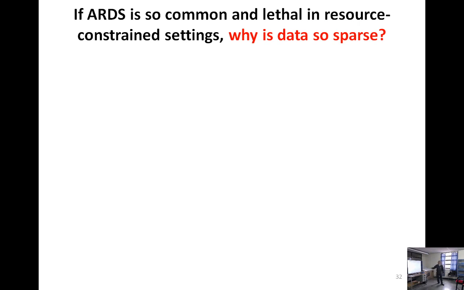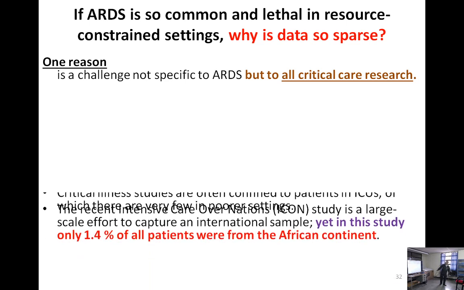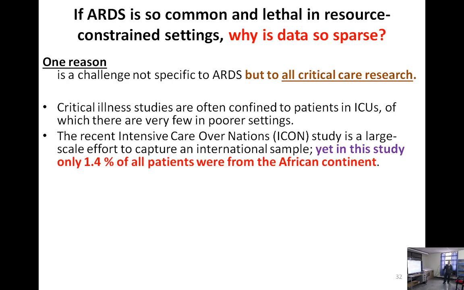So if ARDS is so common and lethal in resource constrained settings, why is data so sparse? They don't come to you in time also. And all critical care research is hamstrung by these things. We can't have a patient according to the criteria we would wish. Again, they are confined to ICUs, of which there are very few in poorer settings. That means all the other patients died without care. And the intensive care study over multiple nations, they did it over a large part, claiming that they were doing it over poorer settings, but only 1.4% of all patients were from the African continent where poverty is there. So therefore, what is the value of that study?